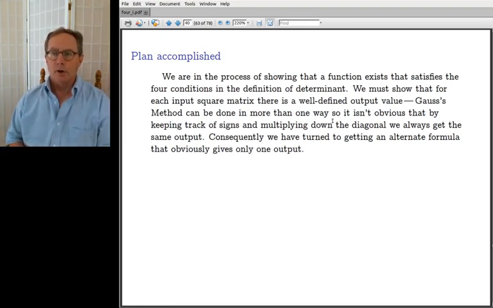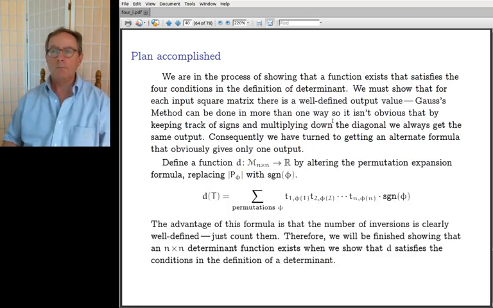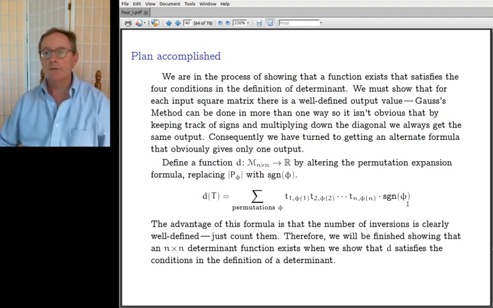So we're trying to show that a function exists that satisfies the 4 conditions in the definition of determinants. We have to show that for each input square matrix, there is a well-defined output value. Gauss's method can be done in more than one way, so it isn't obvious that by keeping track of the signs and multiplying down the diagonal, we always get the same output. If I do it one way and you do it the other way, we'll guarantee to get the same number. So instead, we produced the permutation expansion, and that left us with reducing the entire problem to finding the determinant of a permutation matrix.